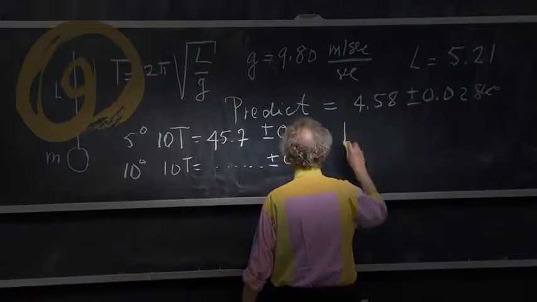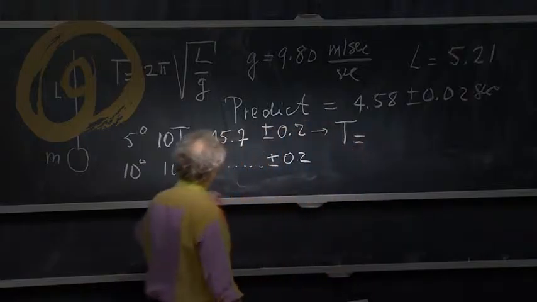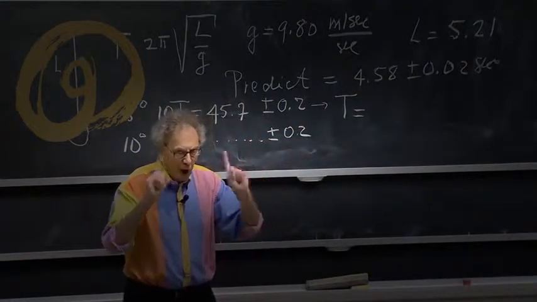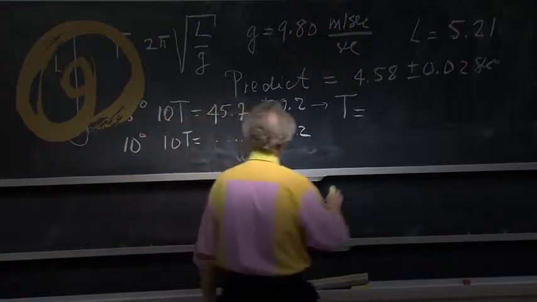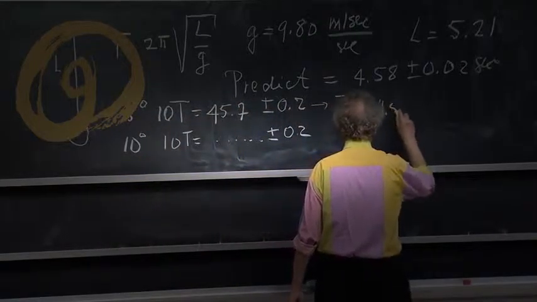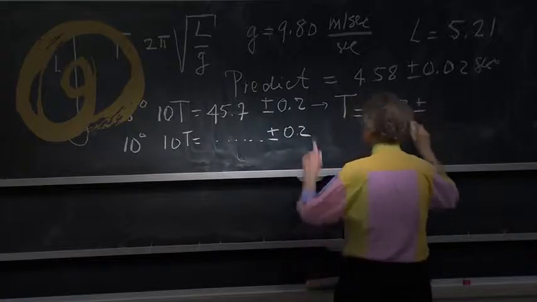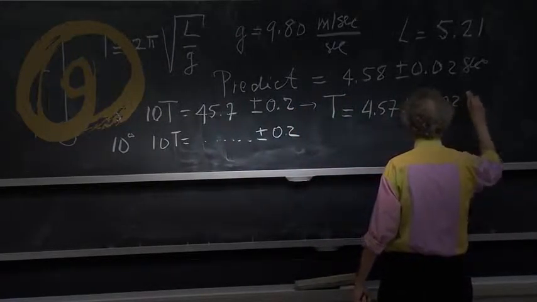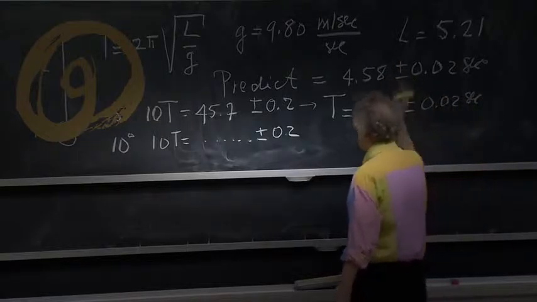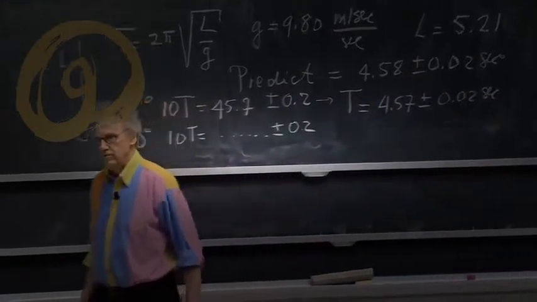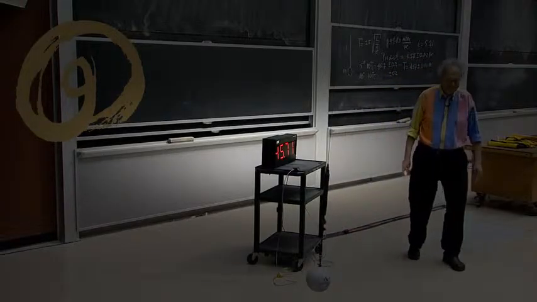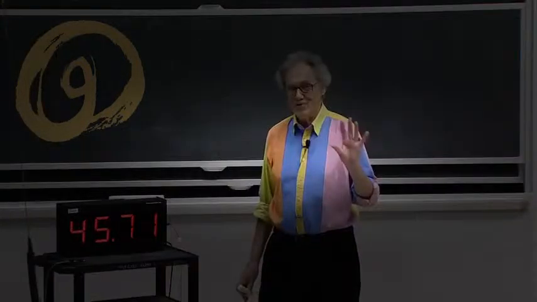So that becomes that T. That means this whole equation now has to be divided by 10. And now you will see why I measure 10 oscillations. So T is going to be 4.57 plus or minus 0.2, divided by 10. That is plus or minus 0.02 seconds. And you see, comfortably within the prediction. So maybe my reaction time is a little better than 0.2 of a second. Don't count on it, because you haven't seen the rest yet.